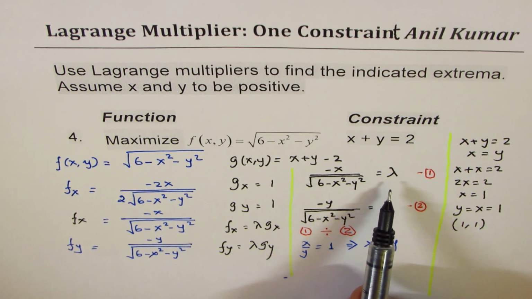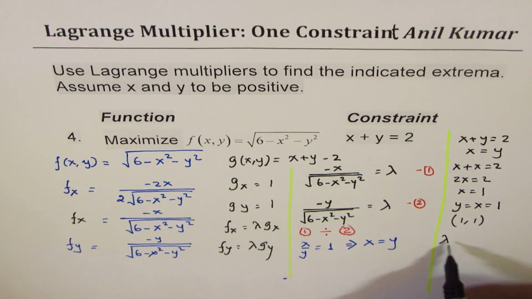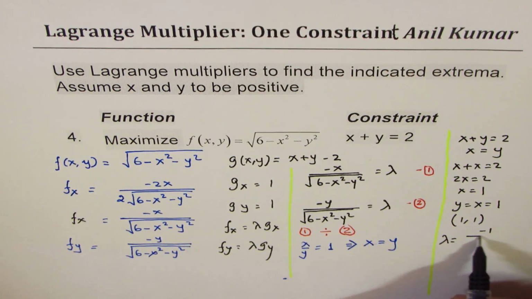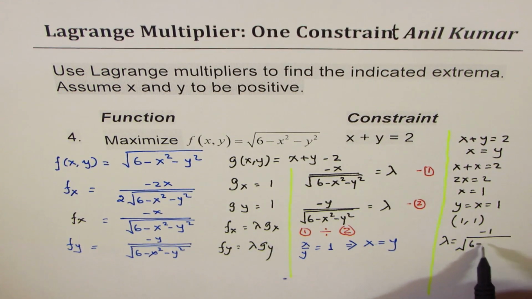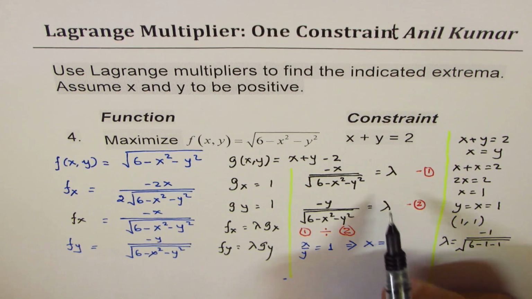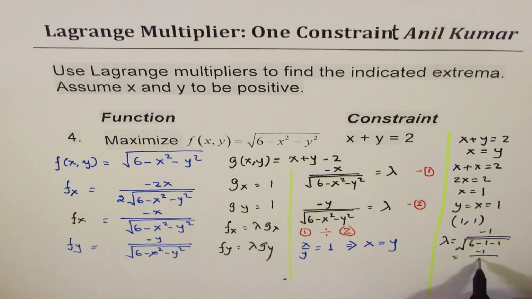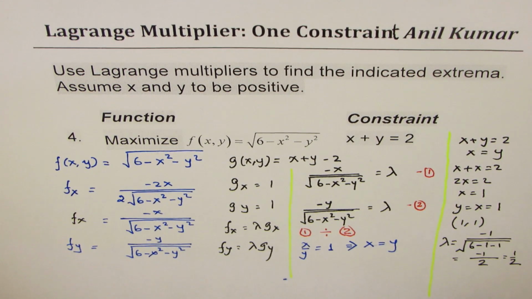To find lambda, which is the multiplier, you can use any of these equations, correct? So lambda equals, if I write 1 here, minus 1 over square root of 6 minus 1 minus 1. Is it okay? So that becomes the value of lambda, as this is minus 1 over square root of 4, which is 2, right? Or we should say half is our multiplier. So for this particular question, we get the value of lambda as half, right?